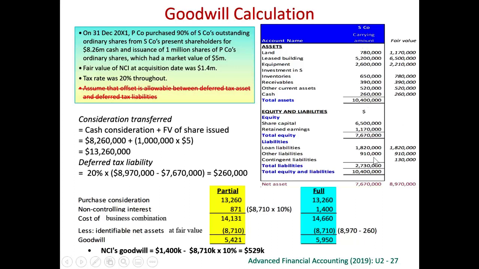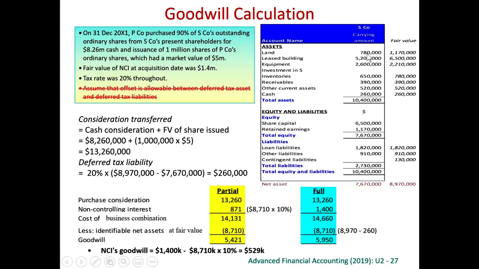So this is the situation that we have. The book value of the net asset, we can calculate it from the equity figures, which is 7.67. Of course, you can calculate the same using the asset minus liability. So assets minus liability equals to equity, so it must be 7.67 million as well. However, this is only the book value of the net asset. The question told us that for several items, the fair value is higher than the book value.